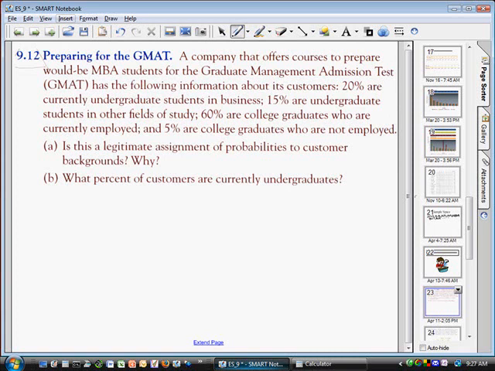A company that offers courses to prepare would-be MBA students for the Graduate Management Admissions Test has the following information about its customers. 20% are currently undergrads in business, 15% are undergrads in other fields of study. So in other words, people from other fields of study sometimes still take this test. 60% are college grads who are currently employed, and 5% are college grads who are unemployed. Is this a legitimate assignment of probabilities to customer backgrounds? Why?